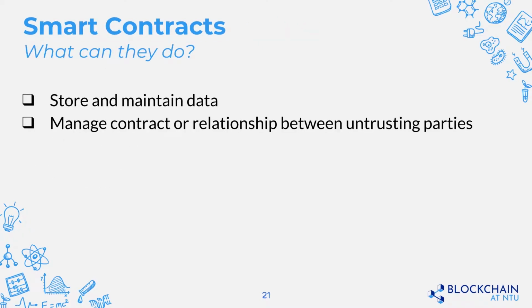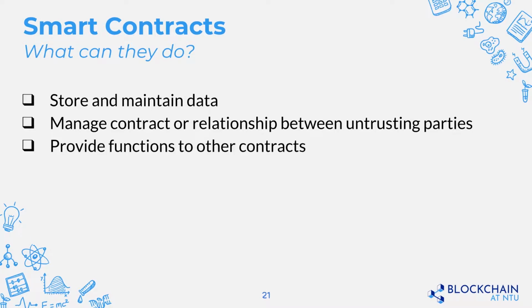Okay, so smart contracts, what can they do, right? They can store and maintain data. Whatever data you want to put on the blockchain, you can store it and maintain it using a smart contract. Similar to the house selling example, they can manage a contract or relationship between untrusting parties, right? Two people who don't know each other want to do a business deal. They can use a smart contract with an escrow service to make sure that the money flows smoothly.